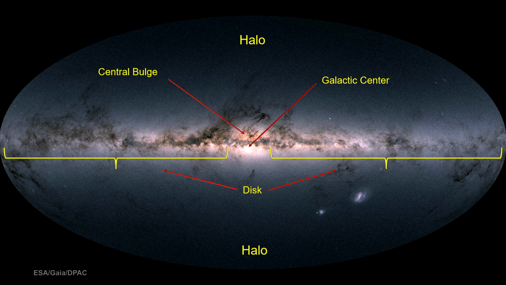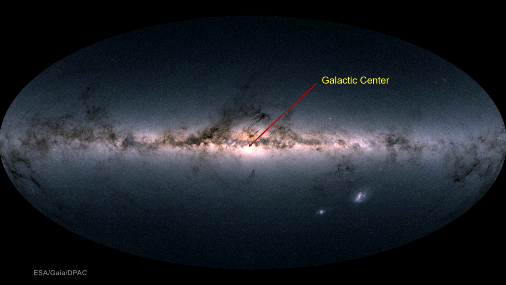The disk is at least 100,000 light-years in diameter, and the halo is much larger than that. We'll go into each of these galaxy components, starting with the galactic center. We'll cover how images like these are created from inside the galaxy and how impossible it is to get an image from outside the galaxy later on in this segment.